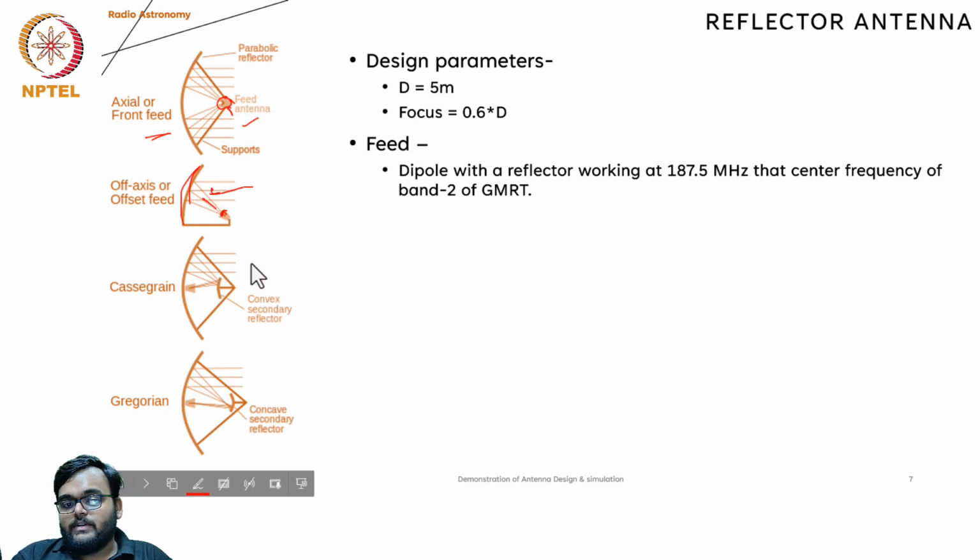And there is Cassegrain feed, where there is a convex reflector at the focal point of the parabolic dish, such that it again converges the rays onto the actual feed element, which is at the center of the parabolic dish. The focal length of this will be this distance over here. Then there is Gregorian feed, where instead of convex you have a concave structure. So there are such variations.